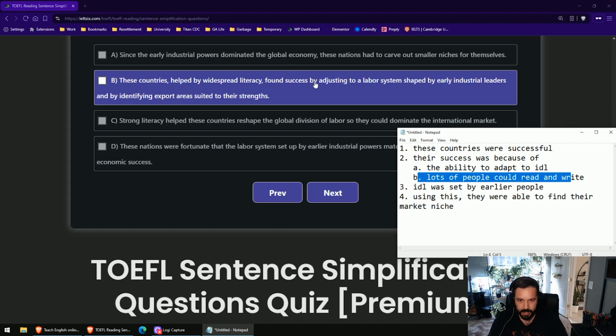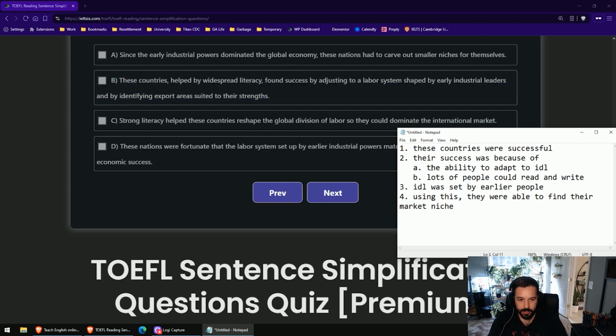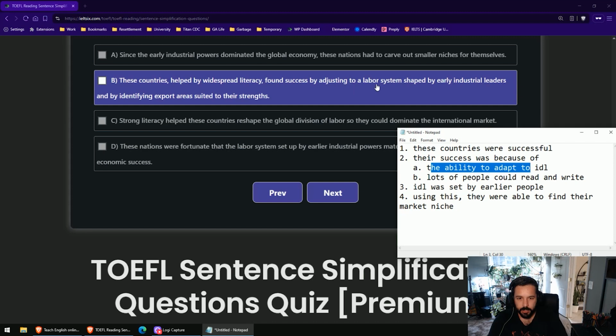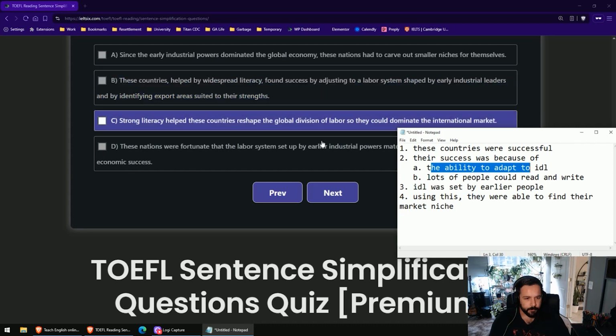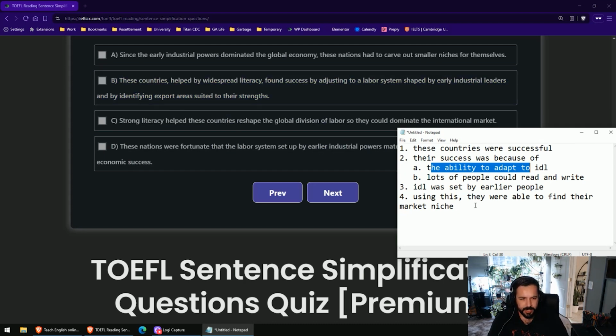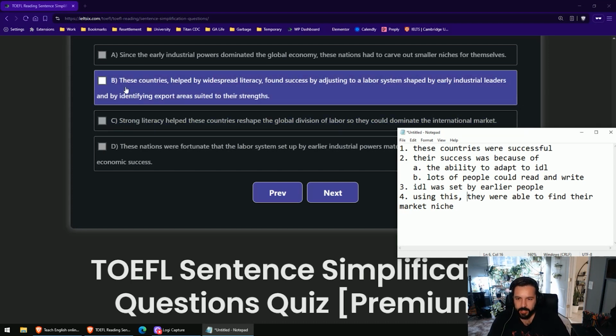Found success, became successful by adjusting or adapting to labor systems shaped by early industrial leaders, correct? And by, I said using this, they were able to do it. But that's also, you could call it the other reason. I have to think more about that one. And by identifying export areas suited to their strengths. That actually sounds like a very, very good option.